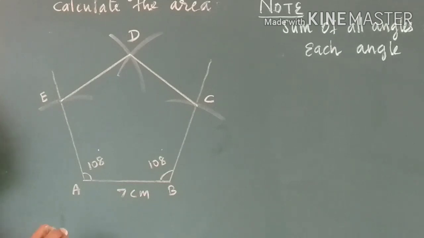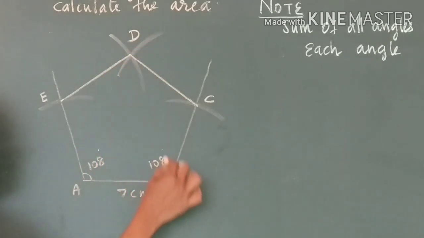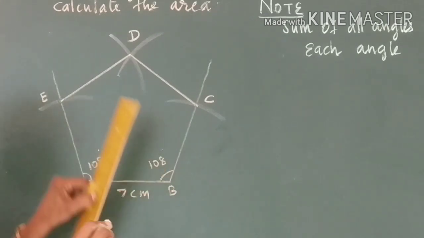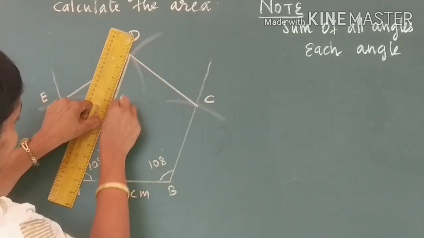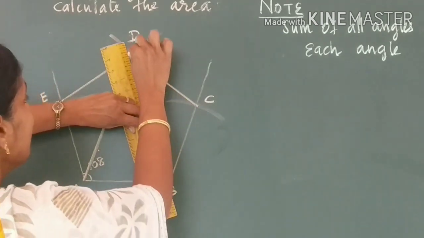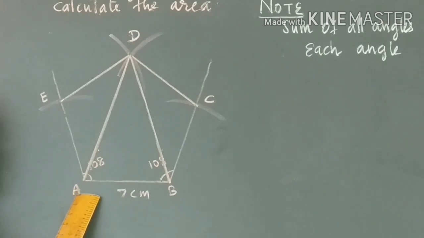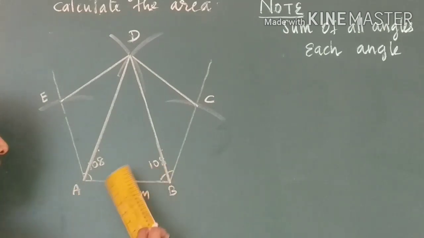We are going to draw a triangle equal to the area of this. For getting a triangle, what we do is, first of all, join D to A and also D to B. Use your scale and join D to A. Now extend the side AB to both ends. Extend AB on both sides.